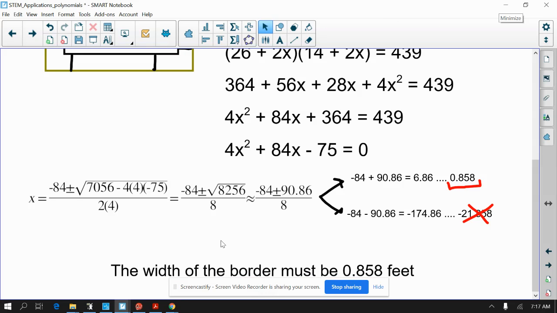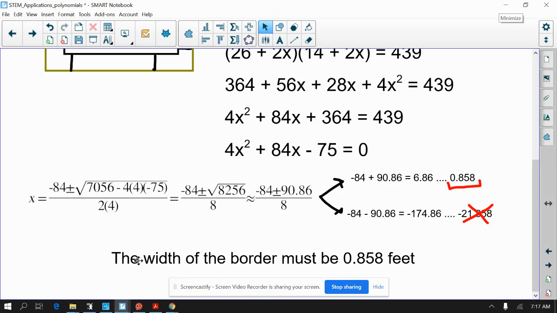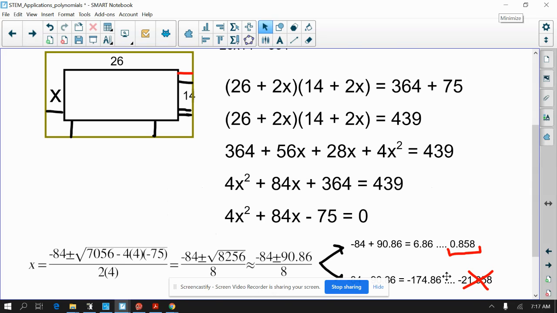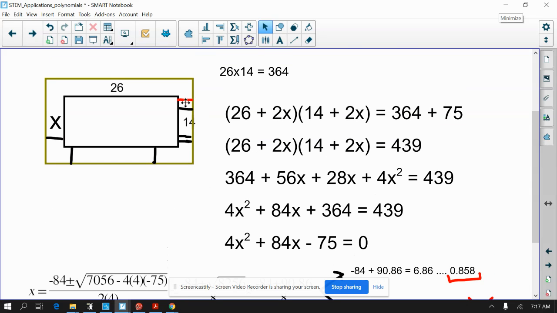And you write that as a sentence, and all the math above it supports this one sentence right here. So again, if you make this width 0.858 feet and wrap it around this porch, so everywhere around this porch, it's only 0.85 feet away to the edge of that border, you will have precisely 75 square feet. And you have 75 square feet of material to fill in that border.